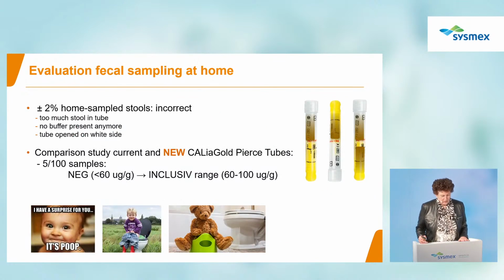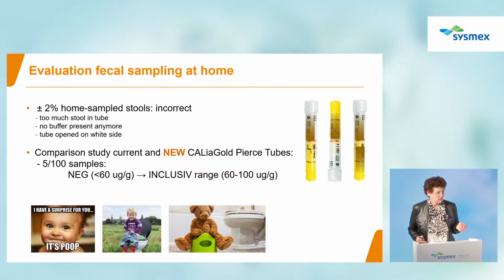After a long period of sampling, we asked ourselves, well, how is it going? Do we need to perform the test by sampling at home or just by the patient? We decided not to perform the comparison study anymore. We see that 2% of the samples are incorrect, meaning that there is too much stool in the tube. Sometimes I don't know how they do it, but there is no buffer in the tube, or the tube is opened at the other side.